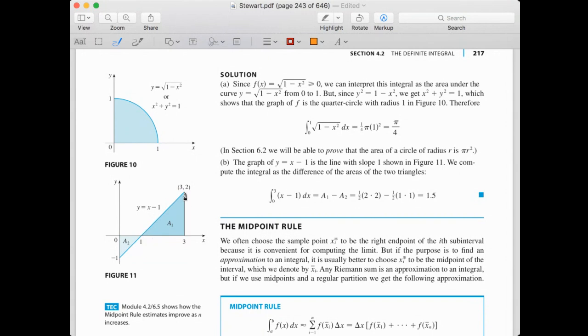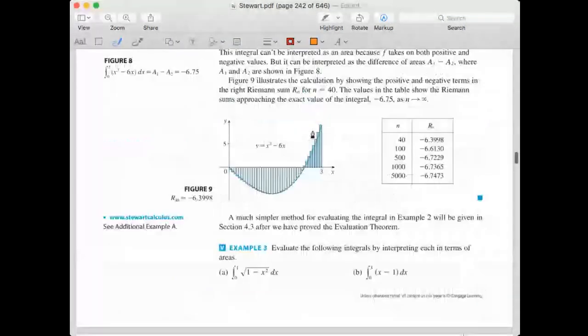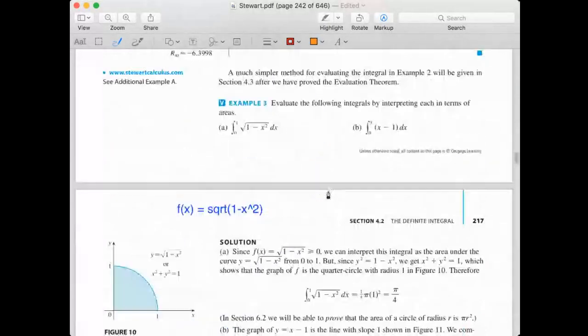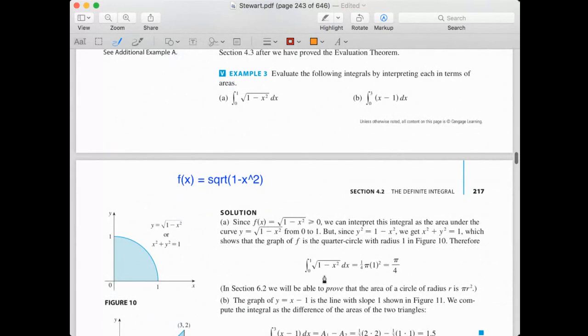The area of this one, well, the y value at 3 is 3 minus 1, which is 2. 2 times 2 divided by 2, which is 2, right? So I have 2 minus half, which is 3 halves, 1.5. But these are just typical examples, special examples, let's put it that way.